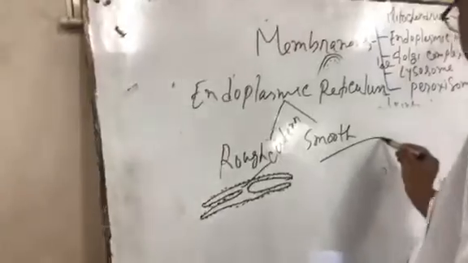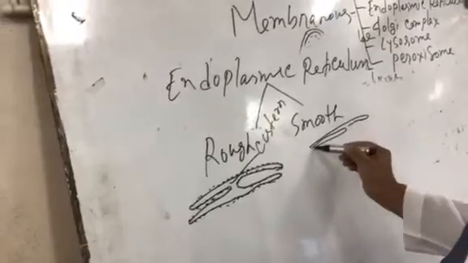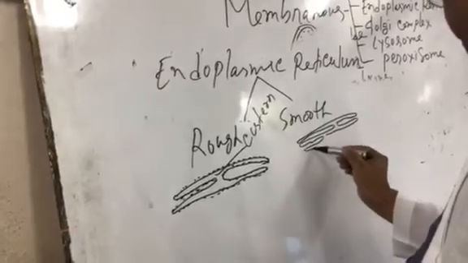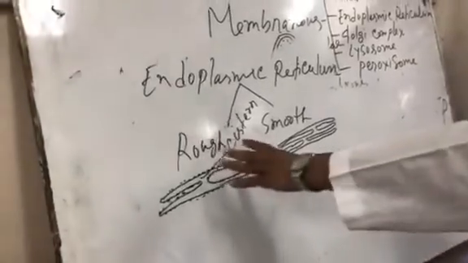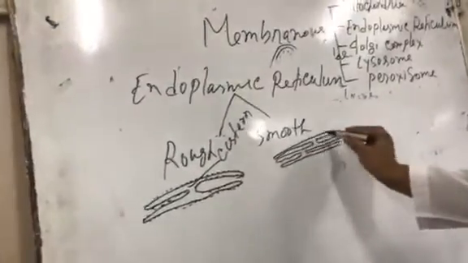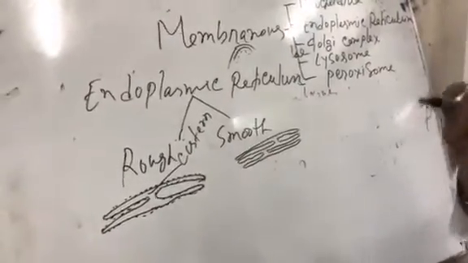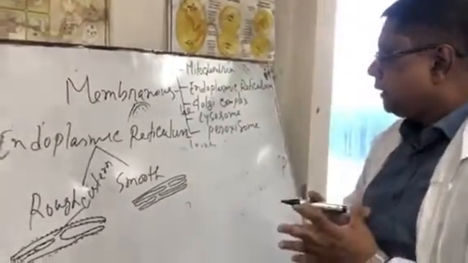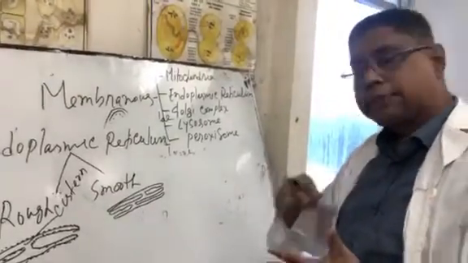Smooth endoplasmic reticulum is just like rough endoplasmic reticulum, but here ribosomes are not attached on the surface. And smooth endoplasmic reticulum is responsible for synthesis of lipid in all cells, but it has other functions which differ from cell to cell.